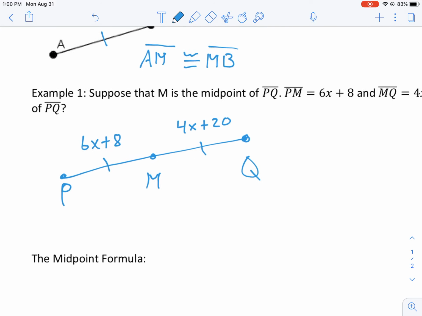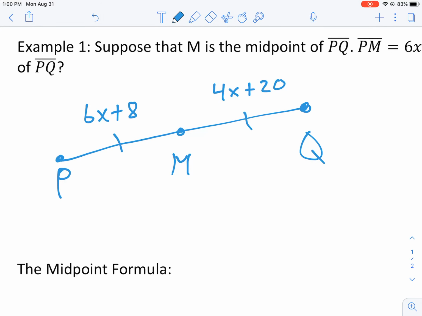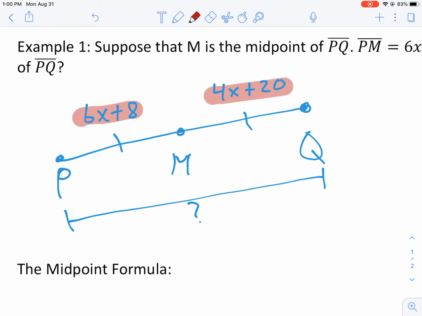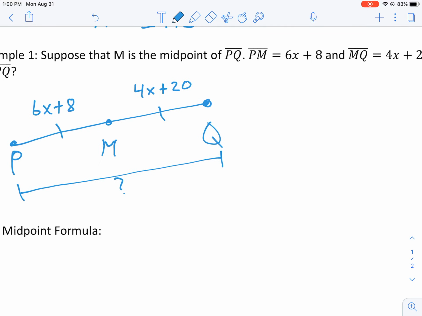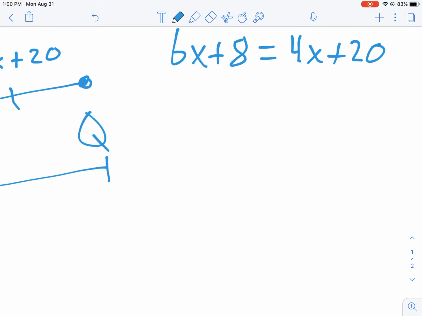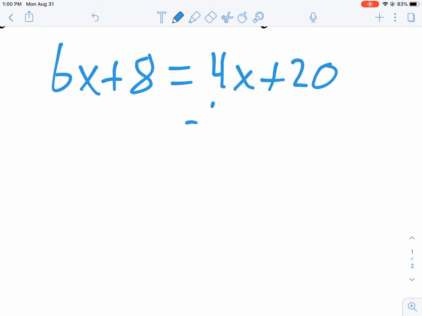So this problem's a little bit different than the length and distance ones that we did last week because we don't know anything about the whole length, okay? So we can't make an equation using our segment addition postulate. What we can do, however, is use the fact that both of these are congruent, which means their lengths are the same, and we can make an equation that way. So we're going to set both sides equal to each other. 6x plus 8 equals 4x plus 20. All right. And now we can solve this equation for x.